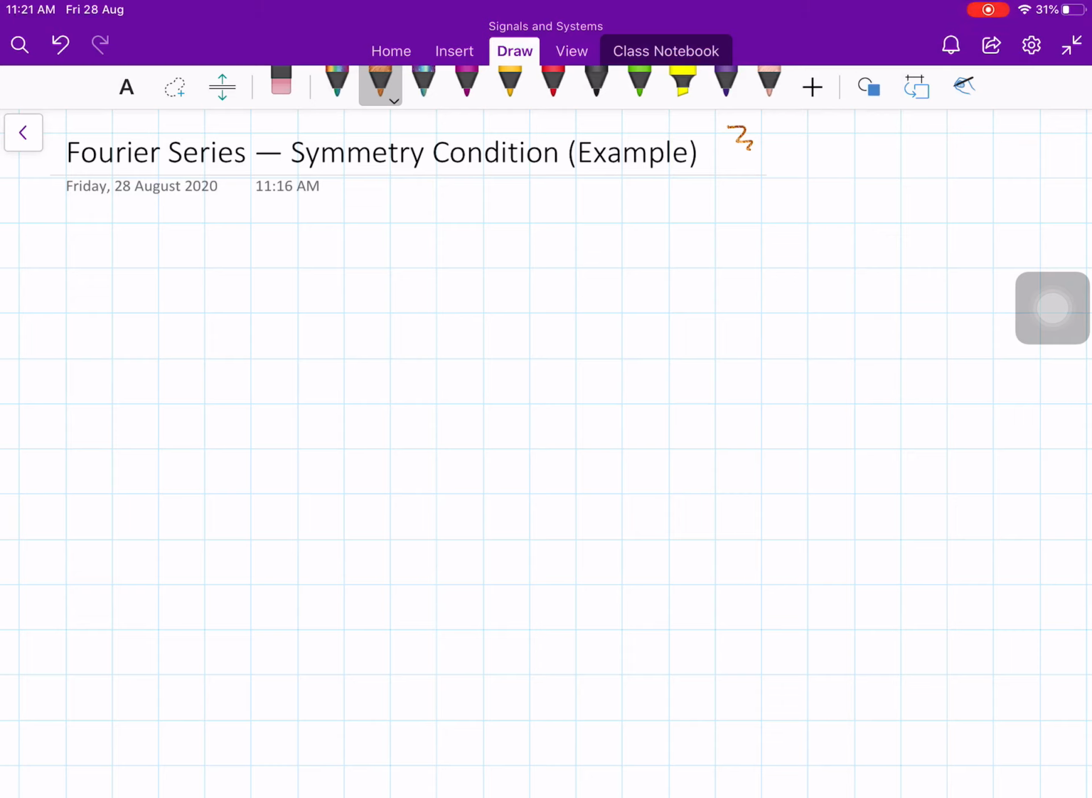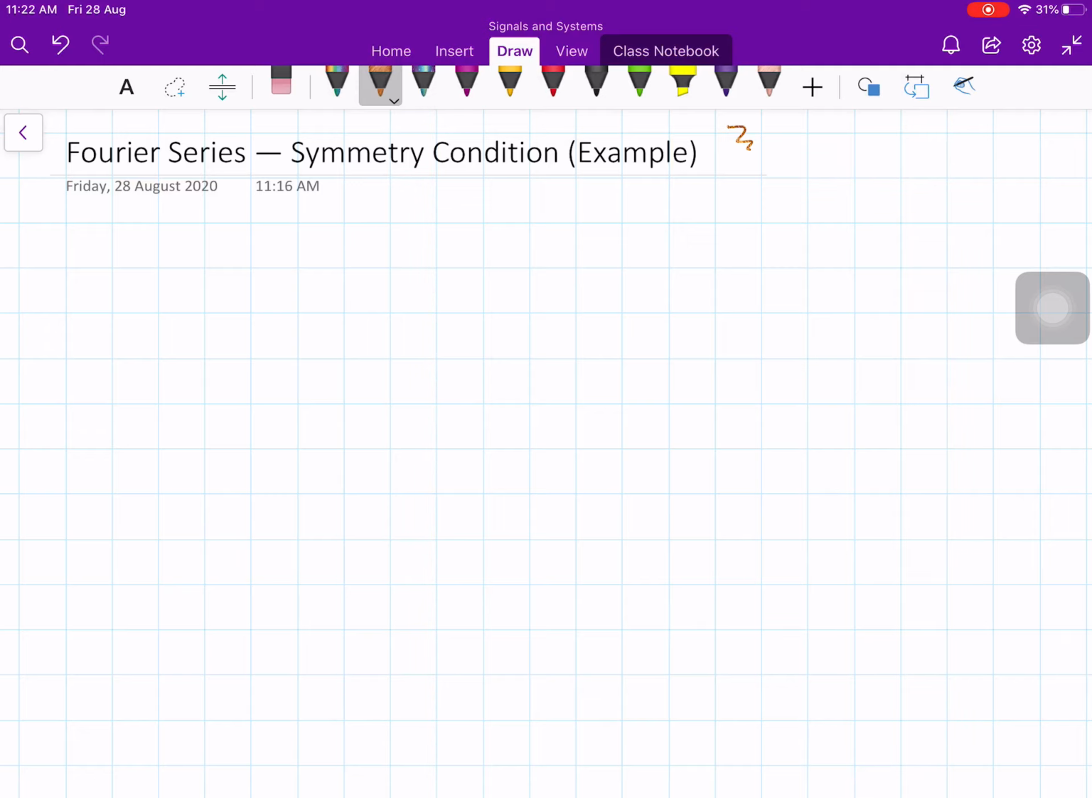Okay, so in the last lecture, we discussed Fourier series for symmetric conditions. Whenever we have symmetric conditions, the coefficients are simplified. No need to calculate all the coefficients; it is enough to calculate the coefficients based on the condition on the waveform. If the function is an even function, it suffices to calculate only a naught and an, and if it is an odd function, it suffices to calculate only bn.